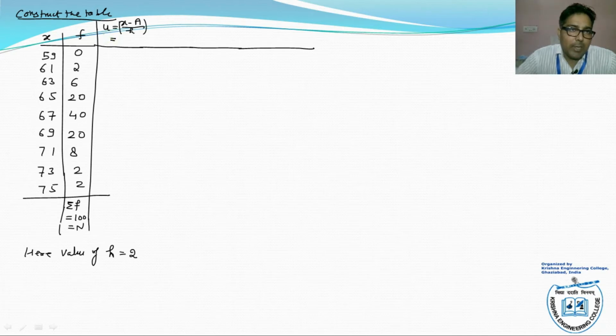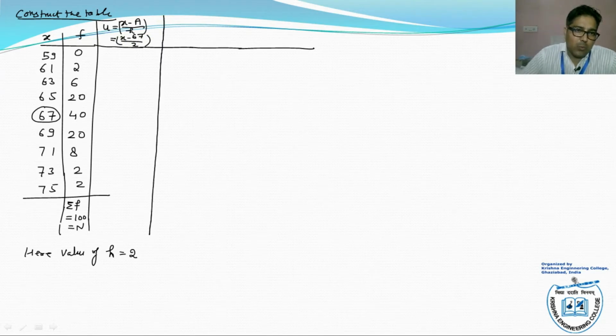X minus a upon h, x as it is minus a. Here a is an arbitrary number. In general we take it as the middle number from the x series. Here the number of x values is 1, 2, 3, 4, 5, 6, 7, 8, 9. So 67 is the middle number of this. So a is 67, and u is x minus 67 divided by 2. Clear? So now construct the table corresponding to u.